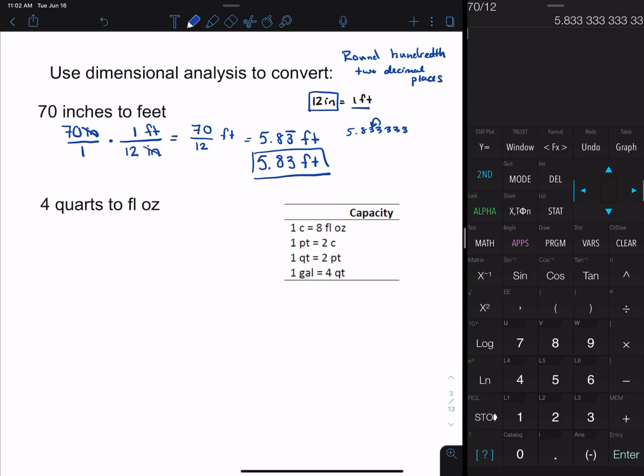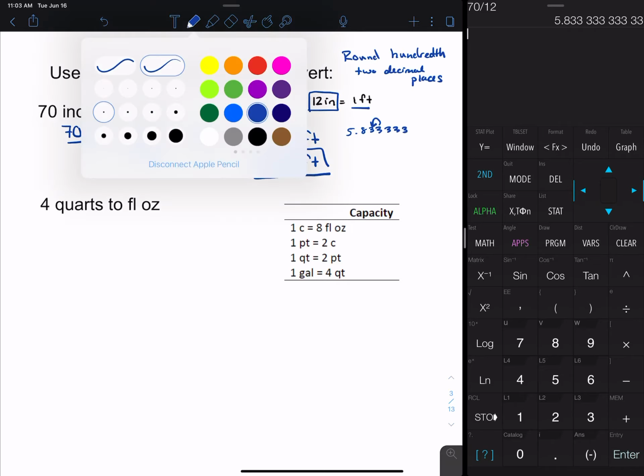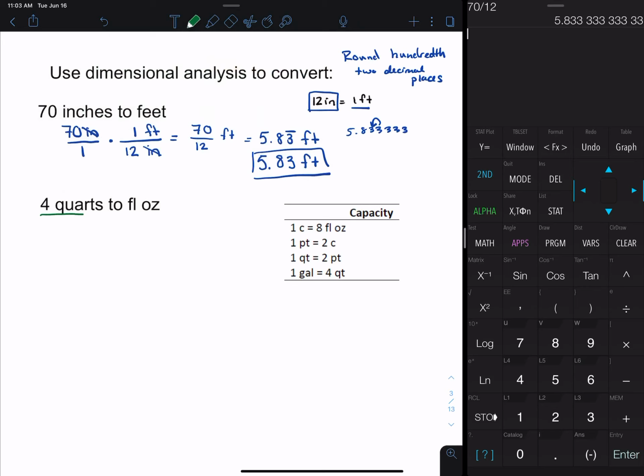If we look at another example, they're asking us to convert 4 quarts to fluid ounces. Now I copied the piece from our conversion chart onto my slides so that you could see it. But I definitely recommend while you're doing the homework, have that conversion chart handy. Okay, so I'm starting with 4 quarts, so I'll put 4 quarts over 1.